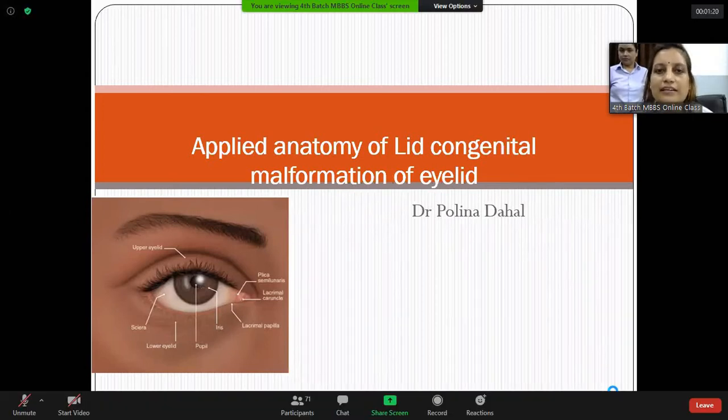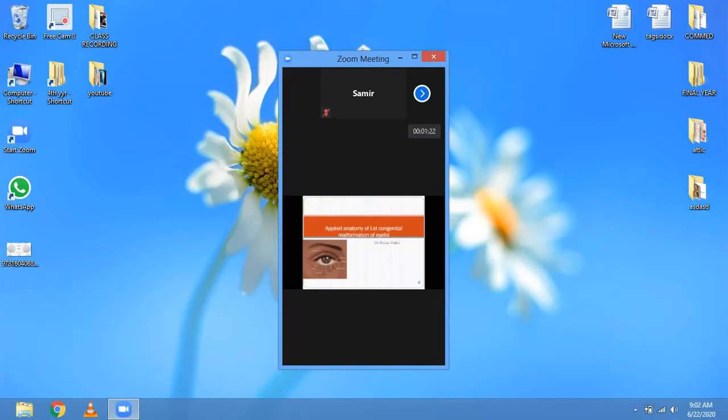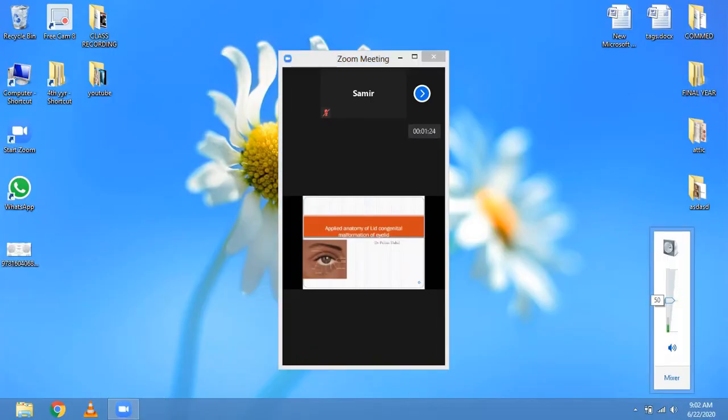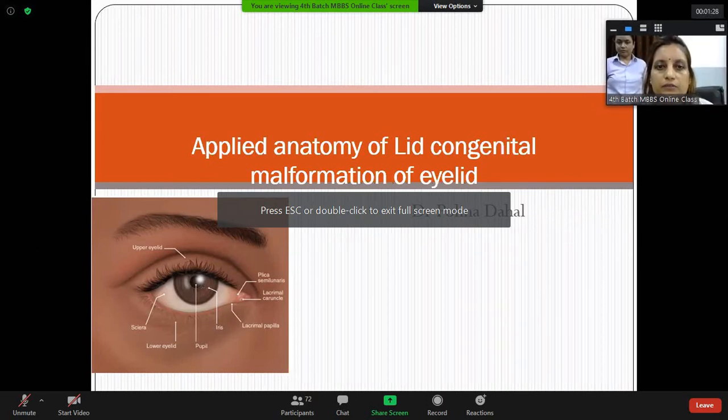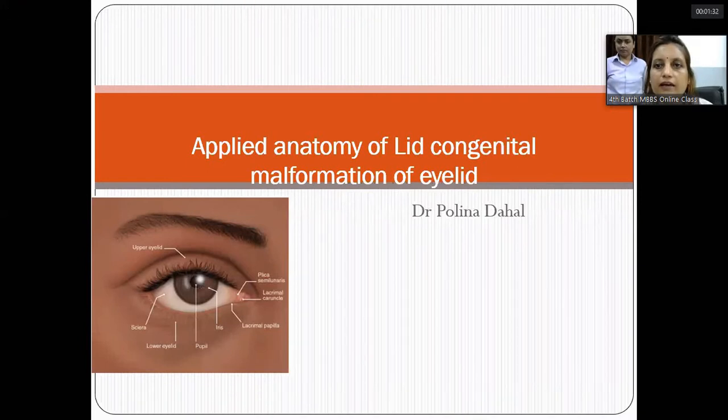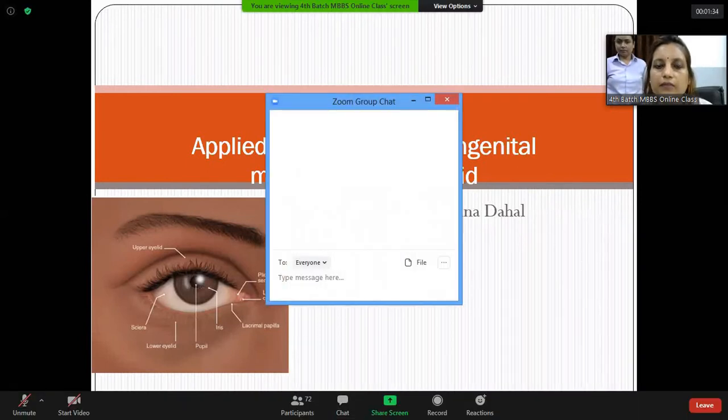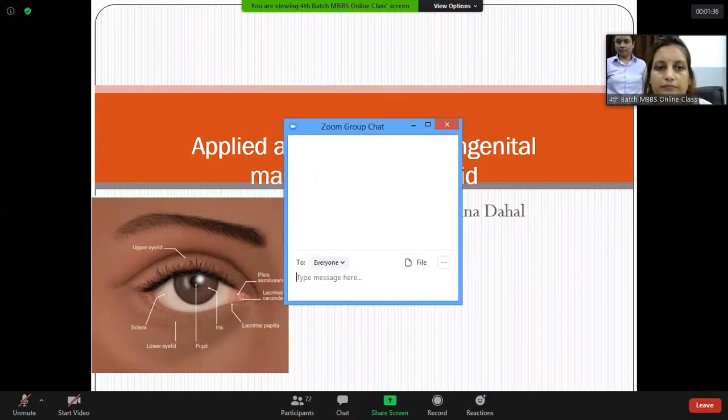In the last class, we discussed embryology. From today, we will be continuing with the lid. Today we will discuss the applied anatomy of the lid and a few congenital malformations of the eyelid.